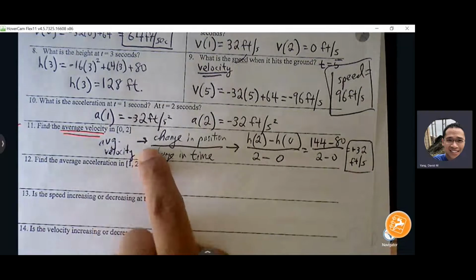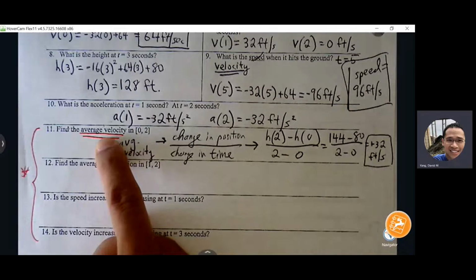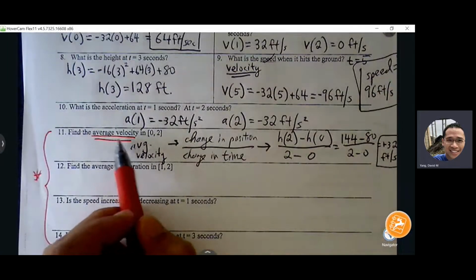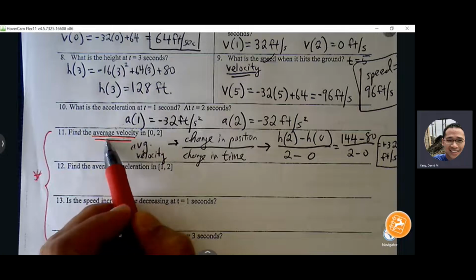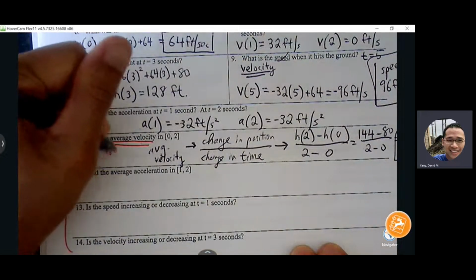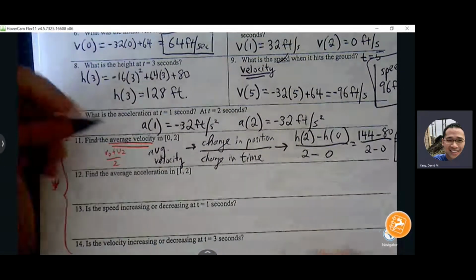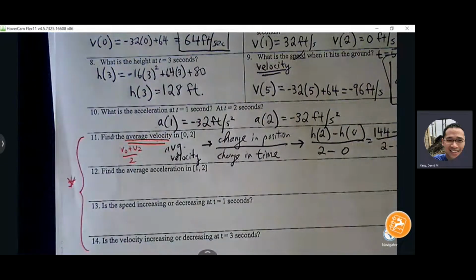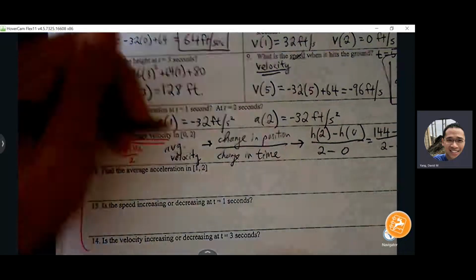And the other thing is thinking of average velocity as something else, right? Some students would put things together and say, okay, velocity is v of t, average means adding two numbers and dividing by 2. So they would say v sub 0 plus v sub 2 divided by 2, right? That's maybe a way students would think about average, but that's not how we define average velocity.